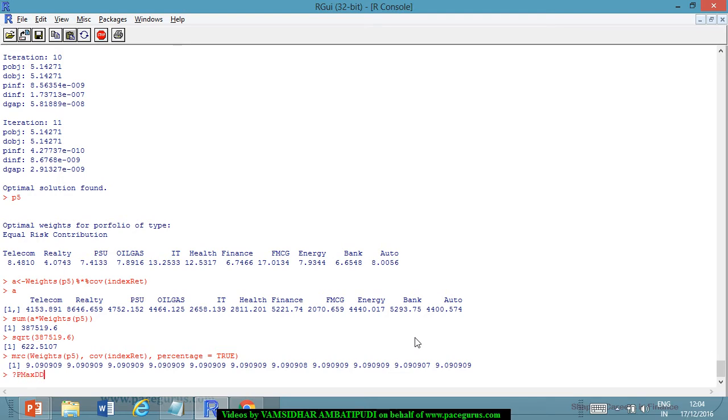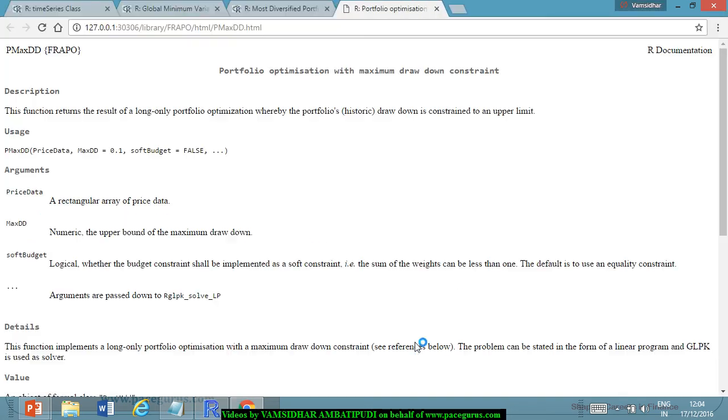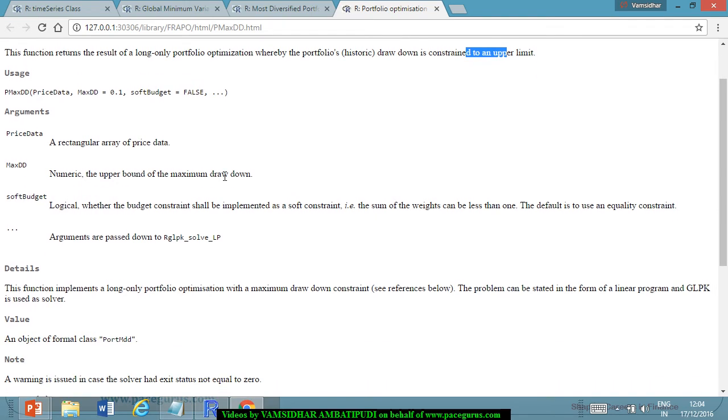Look at this Pmax DD, which is nothing but a maximum drawdown constraint for a portfolio. This function returns the results of a long only portfolio optimization, where the portfolio's historic drawdown is constrained to an upper limit. I am constraining the portfolio altogether. Look at this, it requires the price data as the input, not the returns data.